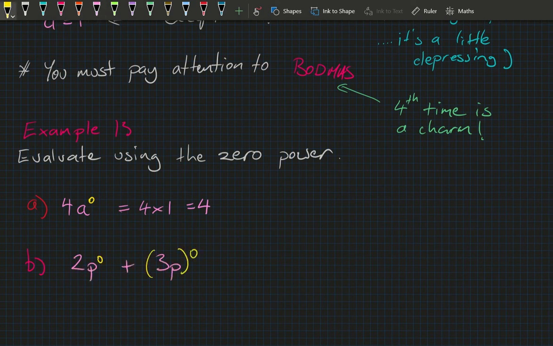Okay, in part B, the expression is 2 times p to the 0 plus 3p all raised to the 0. Okay, in case you haven't already guessed it, this is the question that a number of students have got wrong in the past. If you don't use BODMAS and law 4 here, you probably will make a mistake. But if you do use them, it's really simple. So paying attention to BODMAS means we focus on the brackets first, and law 4 means that I'm going to raise 3 to the 0 and p to the 0.